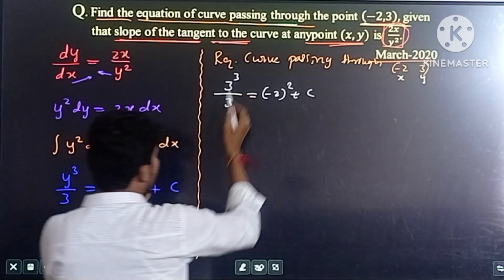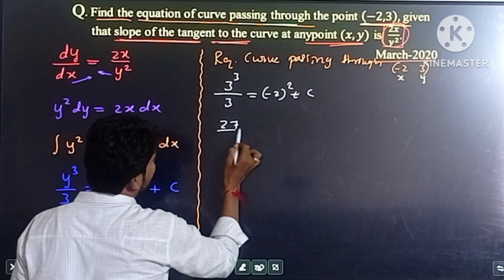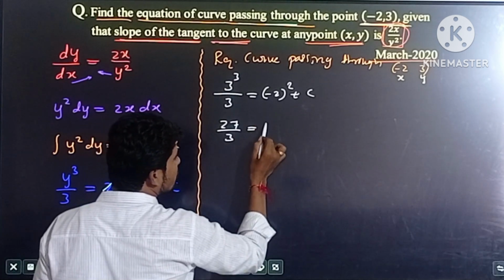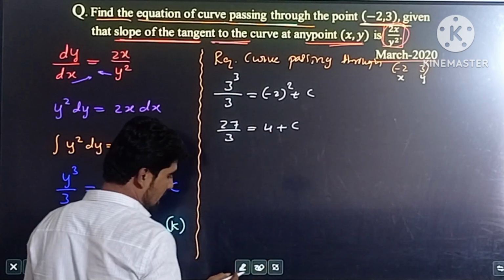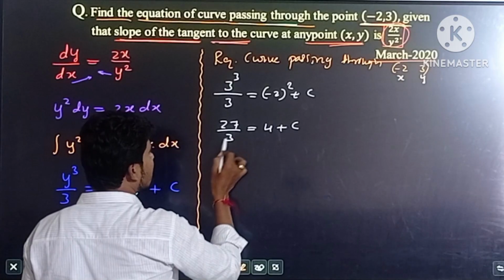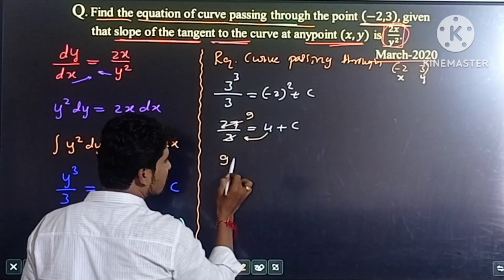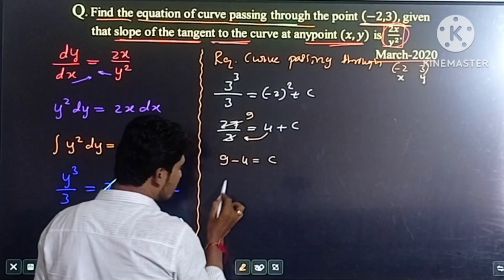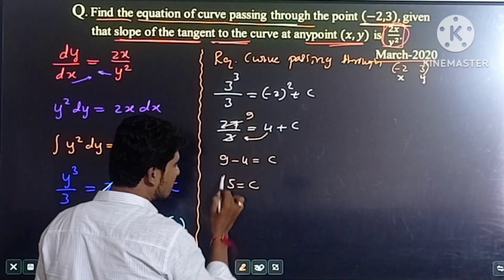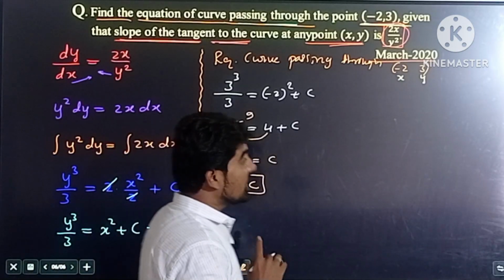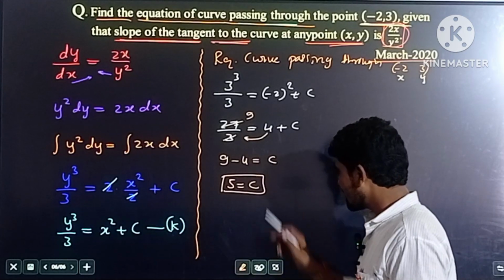So by using this, the value of 3 cube is 27 divided by 3 equal to minus 2 square is 4 plus c. And here I can cancel: 3 ones are 3, 3 nines are 27. So 9, shift this plus 4 towards the left side, 9 minus 4 is equal to c. So we got 5 is equal to c. I hope all of you understood. By the given values of x and y, we got the value of c.